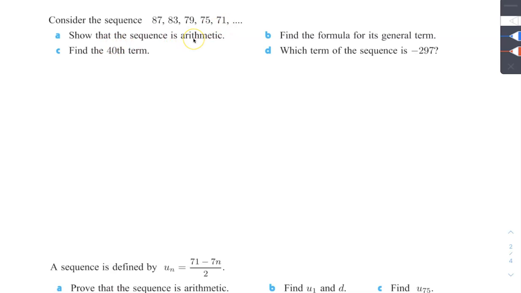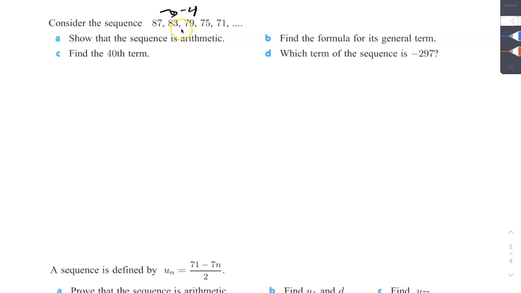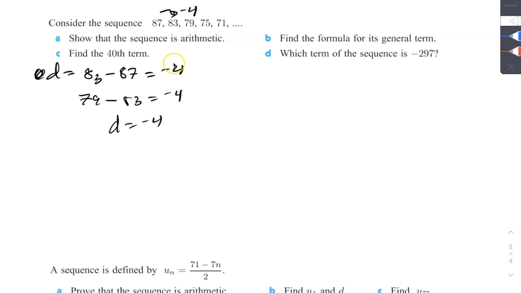Next one, consider the sequence 83, 87, 83, 79, 75, 71. Show the sequence is arithmetic. So it looks like in this case we're subtracting 4 every single time. So I'm just going to show that. If I want to find my common difference, it's going to be the second term over, 83 minus 87. So negative 4. I guess if I was trying to show it, I should show that it happens more than once. So 79 minus 83 is also negative 4. So d is negative 4. So there's my common difference. We're subtracting 4 every single time.